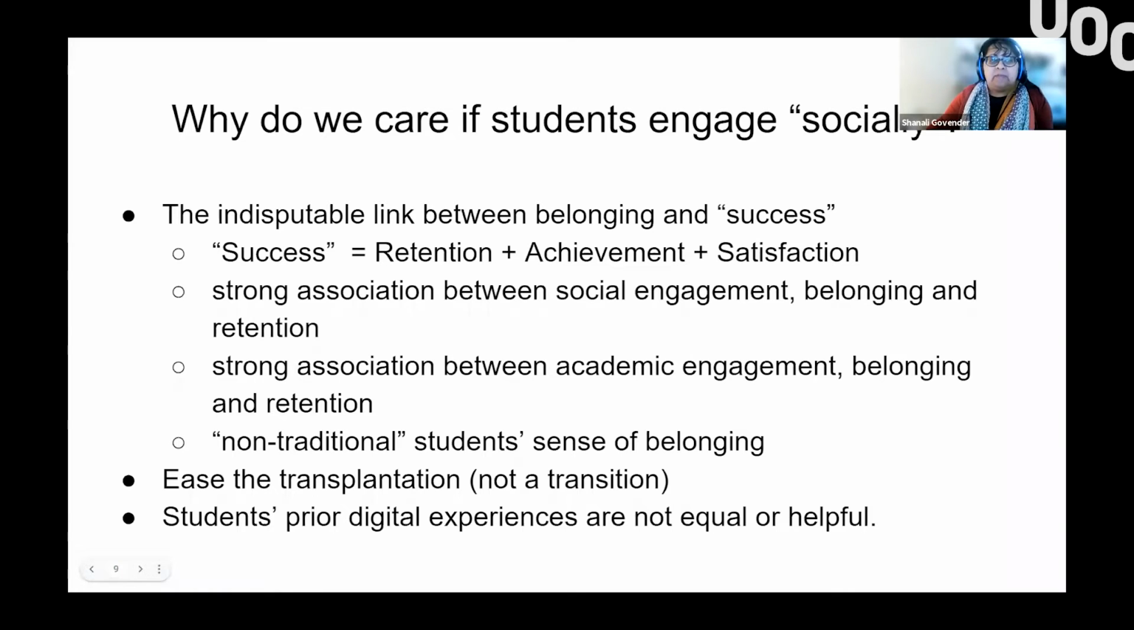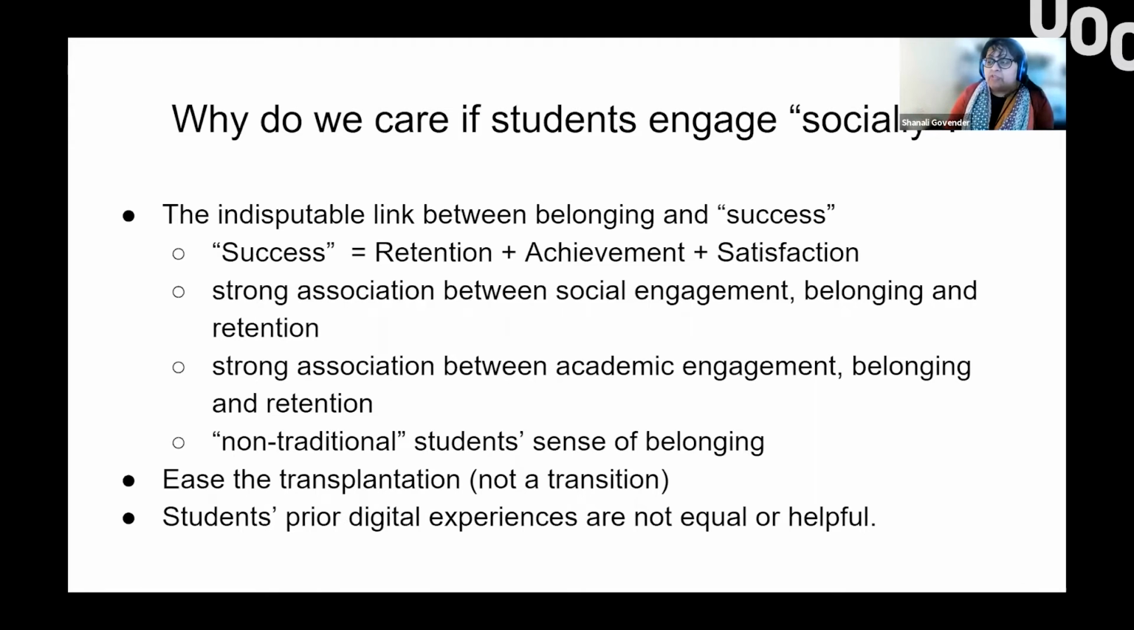So we care deeply if our students engage socially. And part of that is because there is an undisputable link between belonging and success. In the literature, it's firmly established that if we think of success as retention, keeping your students in higher education, and achievement and satisfaction, if we think of success as those 3 things, then there is an incredibly strong association between social engagement and whether our students feel like they belong and want to stay in higher education. There's an equally strong association between academic engagement and belonging and retention. So if we want them to feel like they belong, if we want them to stay studying, to stay in their courses, to succeed, to exit their courses with a qualification, academic and social engagement must go hand in hand.